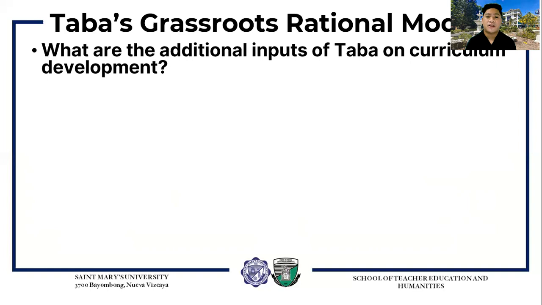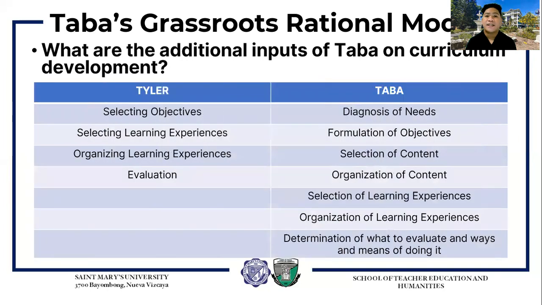I will show you a table presenting the differences and similarities of Tyler's model and Taba's model. Tyler has 4 steps while Taba has 7 steps. And we can see similarities already. Selecting objectives for Tyler is similar to formulation of objectives for Taba. Selecting learning experiences for Tyler is similar to selection of learning experiences for Taba. Organizing learning experiences of Tyler is similar to organization of learning experiences of Taba. And evaluation of Tyler is similar to determination of what to evaluate and ways and means of doing it.